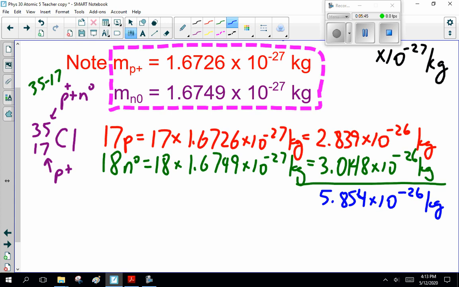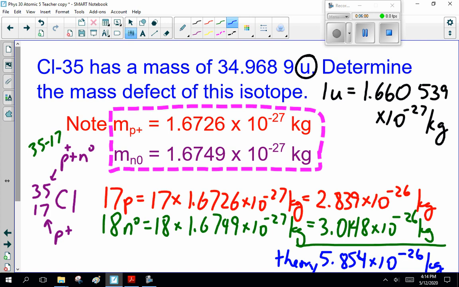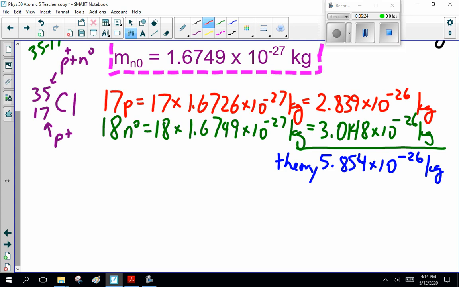So what's the total mass? This is theory. Now notice I did this in kilograms, and the mass of 34.9689 is actual. So I've got kilograms, and I've got atomic mass units. I should convert one to the other. Atomic mass unit is a much nicer unit to use for atoms and ions.